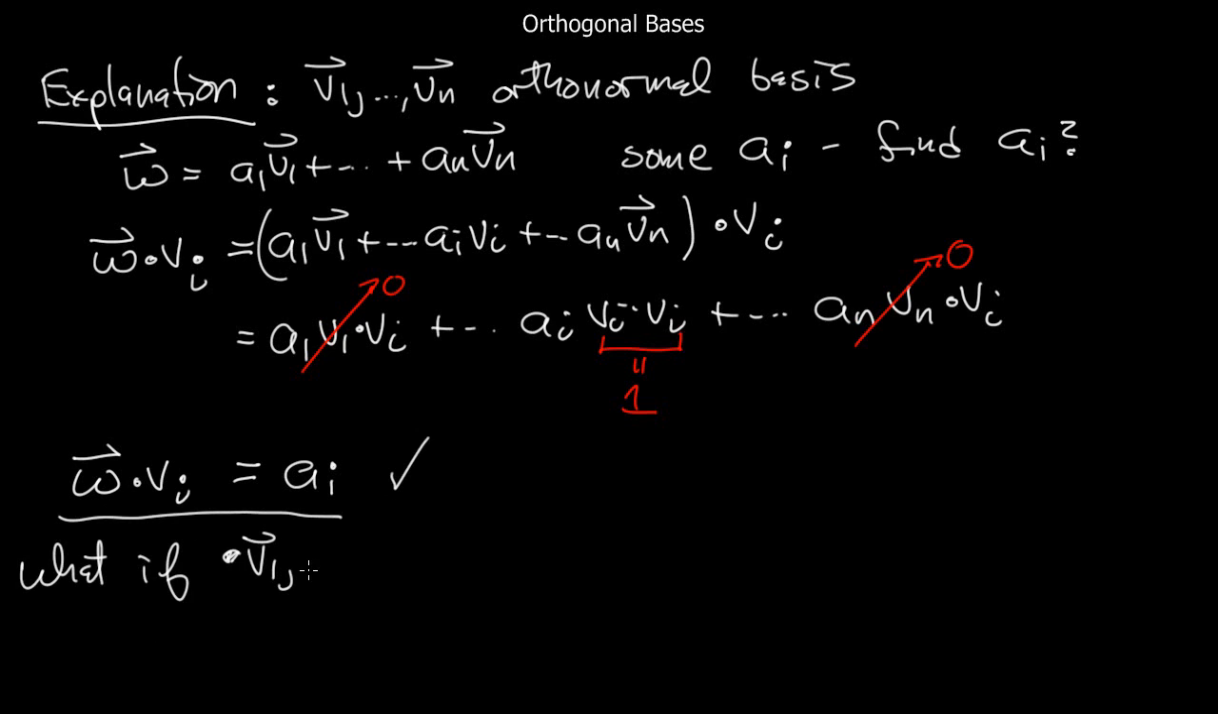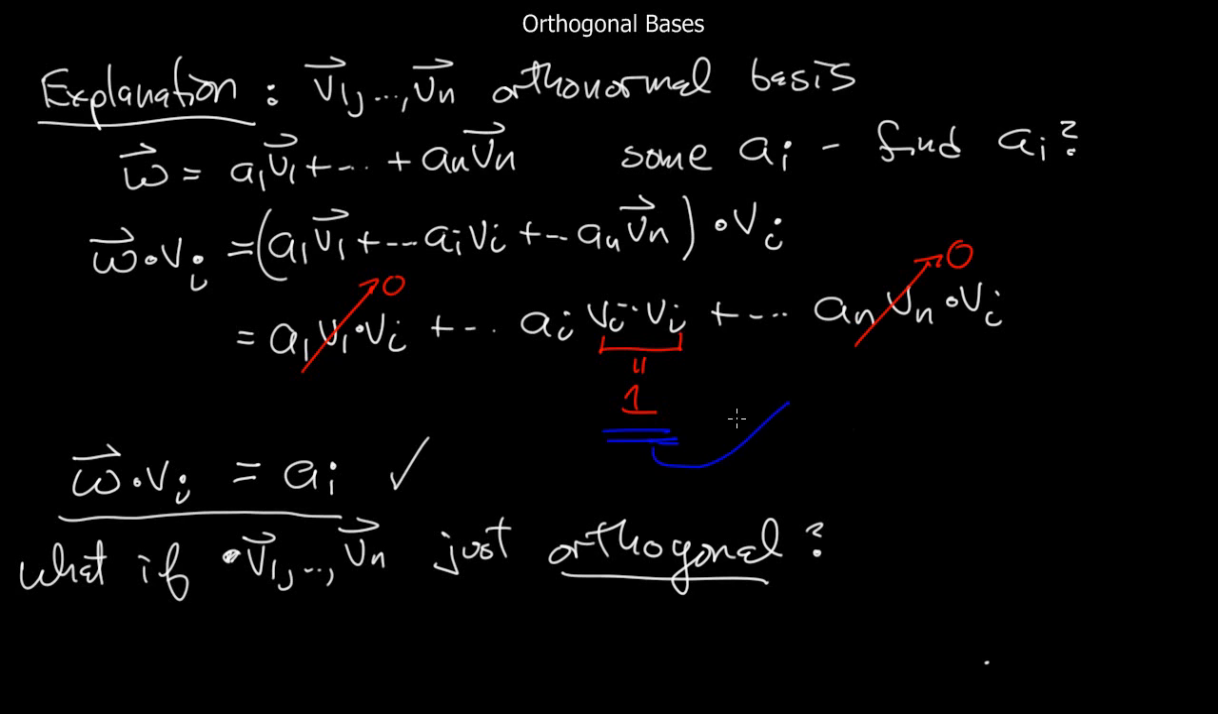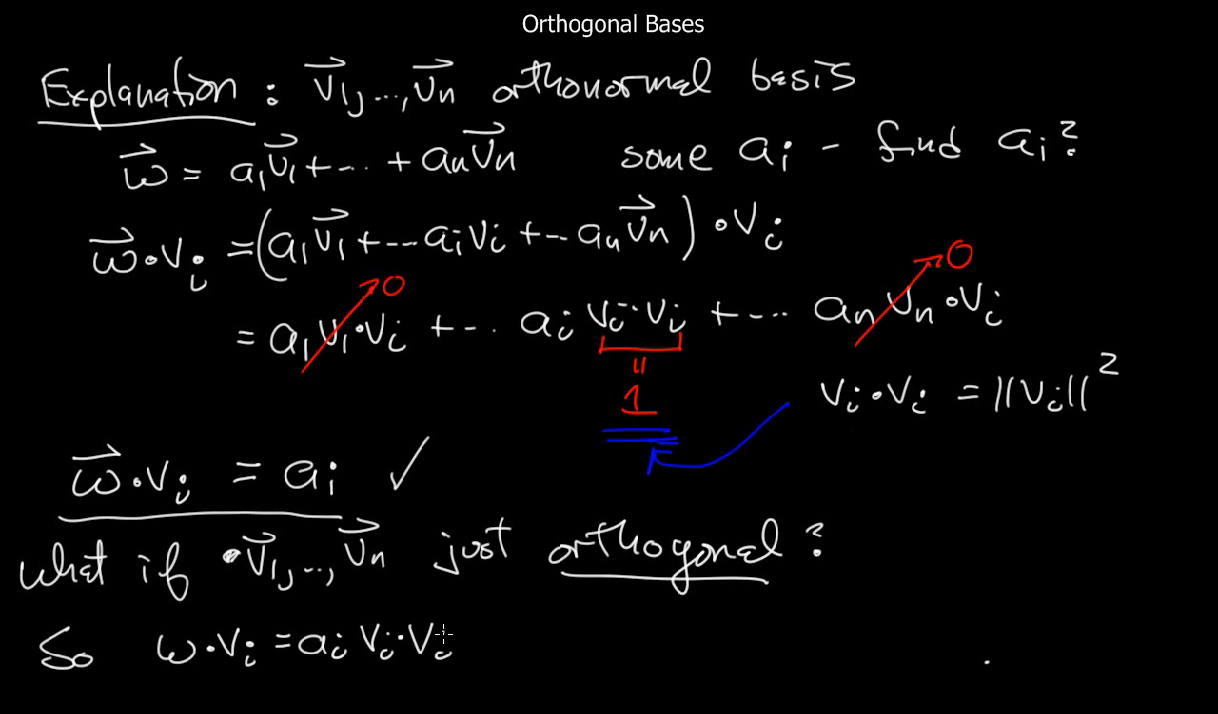Now, what if the basis was orthogonal but not orthonormal? Is there something you can do there? Well, the only difference is this number here. Instead of being 1, it's just what it is, vi dot vi. And that is to say the length of vi squared. So in that case, all you get is w dot vi is equal to ai vi dot vi.